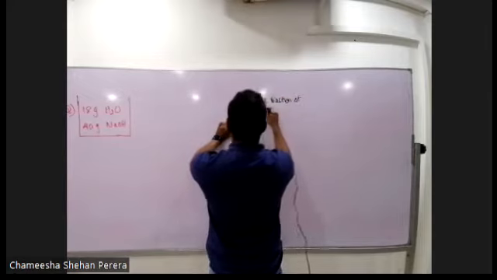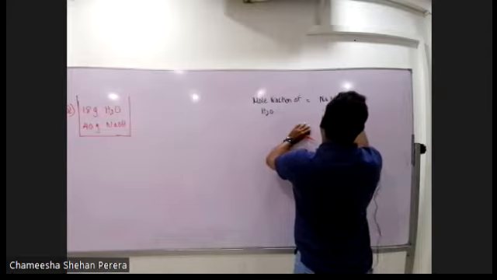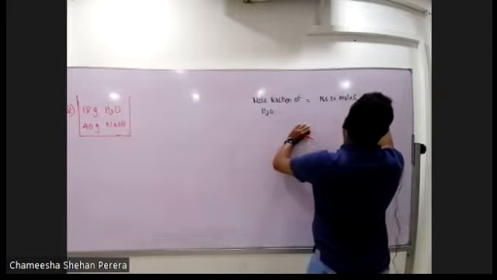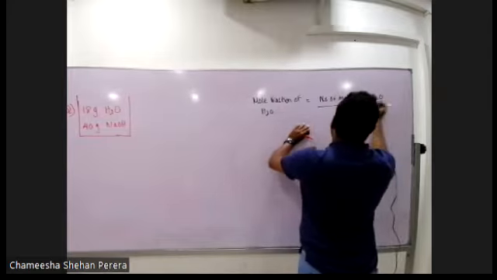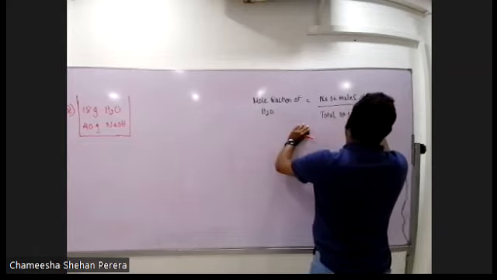So, mole fraction of water. How do we find the mole fraction of water? It is the number of moles of water divided by the total number of moles in the mixture. That's how you calculate it.